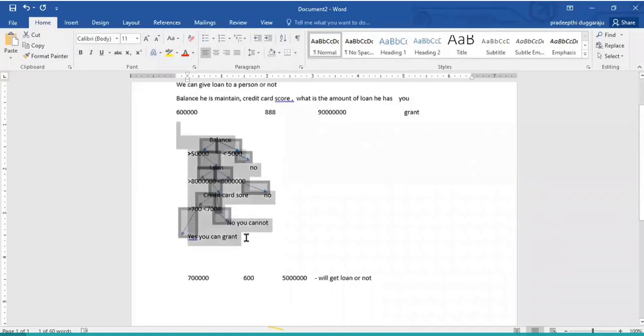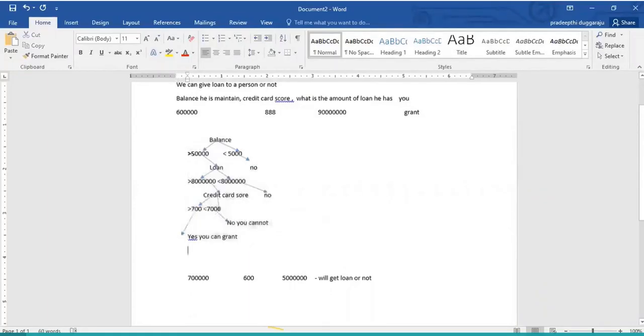This is a form of decision tree. Can you consider this a form of decision tree? Yes. So we have taken a few things and are deciding whether he can get a loan or not. The same phenomenon will be there in the decision tree also.